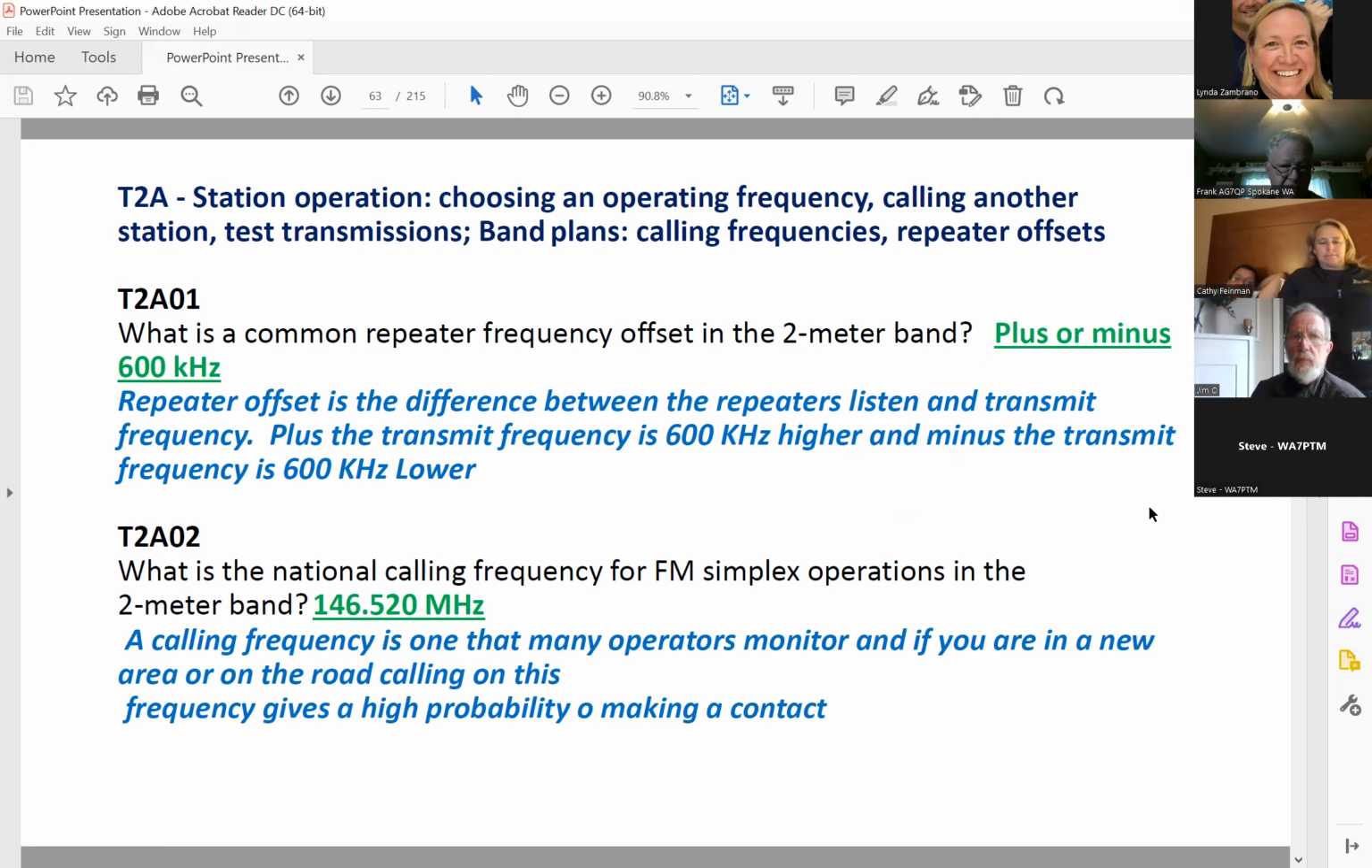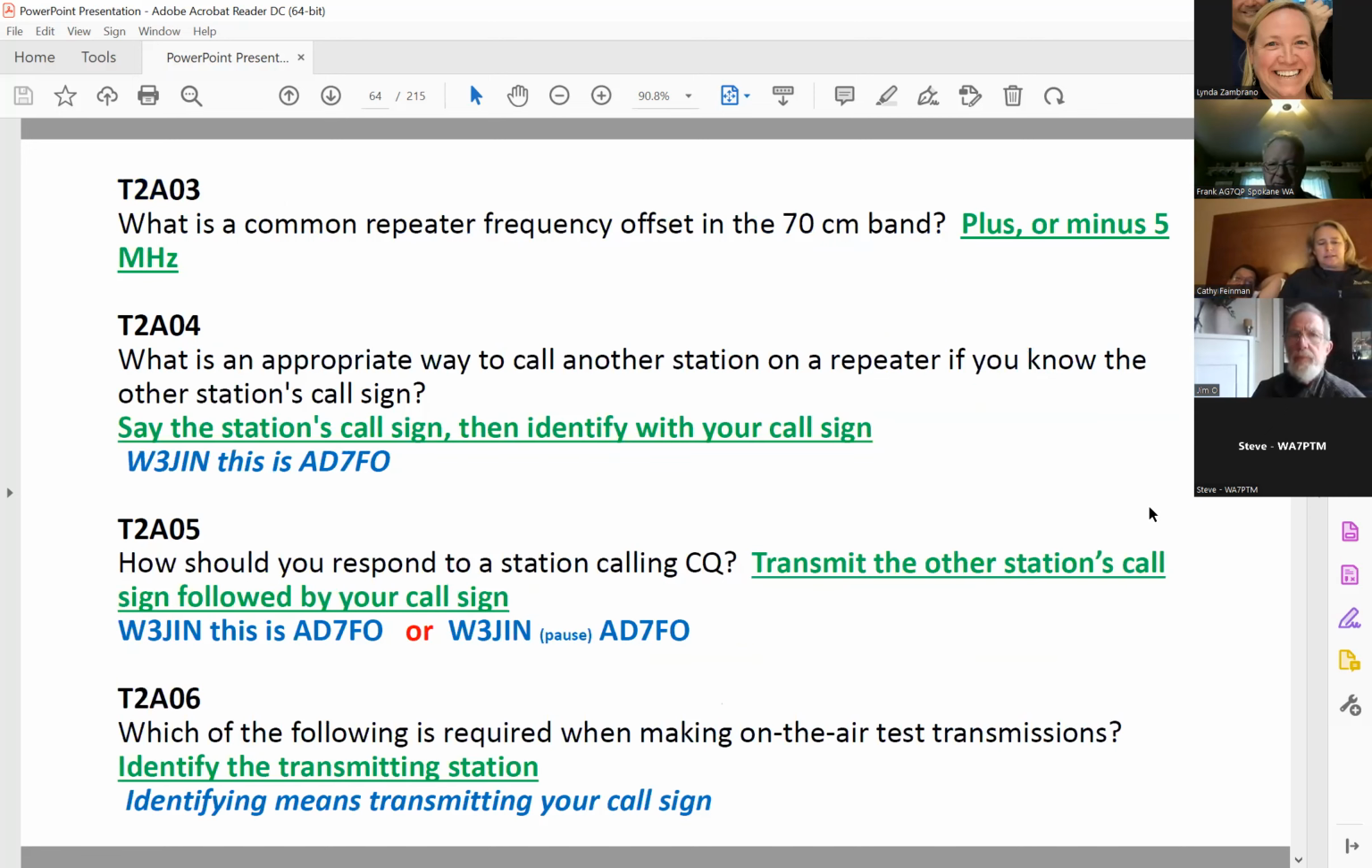Yes or no? Not that I can think of. So it's just all memorization, pretty much. A lot of this is, yes. There's no way around it. You know, like what is the common repeater frequency offset in the 70-centimeter band? It's plus or minus 5 megahertz. That's just what it is.